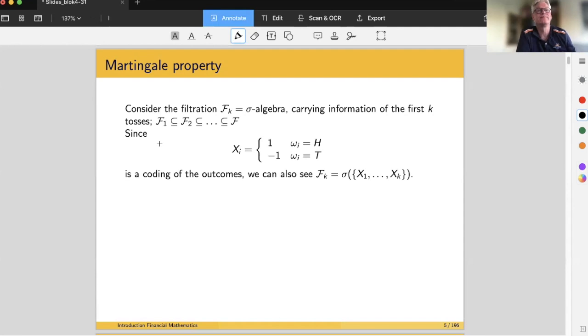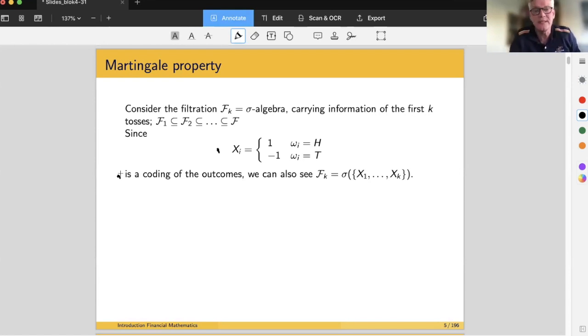Well, the coin tosses are coded with a sequence X_i. And notice that X_i carries the same information as the coin toss, 1 and minus 1, head and tail. We just code this, right? X_i is 1 when the event is head, and it's minus 1 when the event is tail. It's just a coding of the outcomes. The ith toss is coded in the random variable X_i, and we see that F_k is also the sigma algebra generated by the random variables X_1 to X_k. M is a martingale with respect to the filtration F_n.